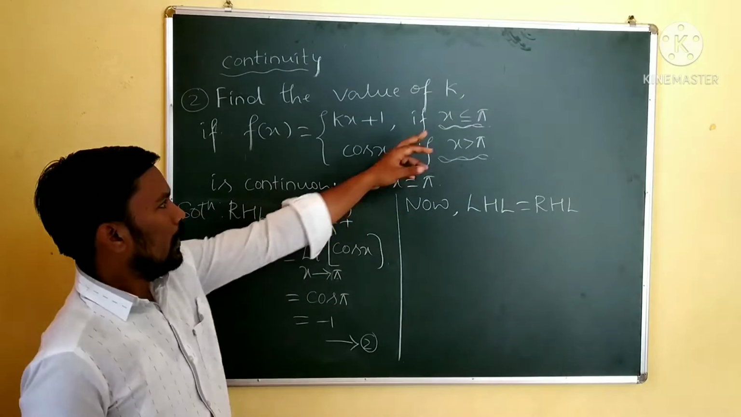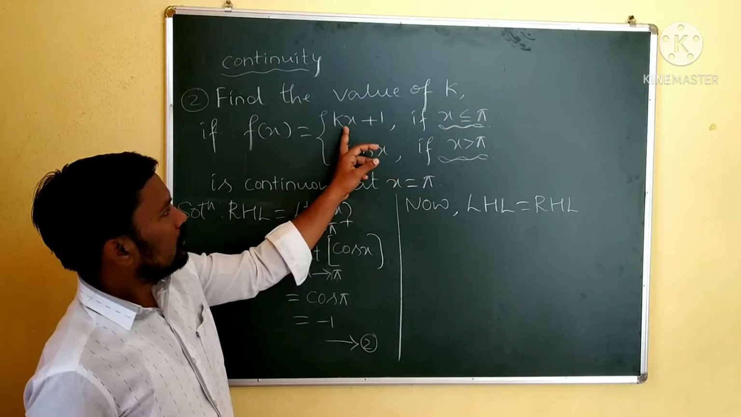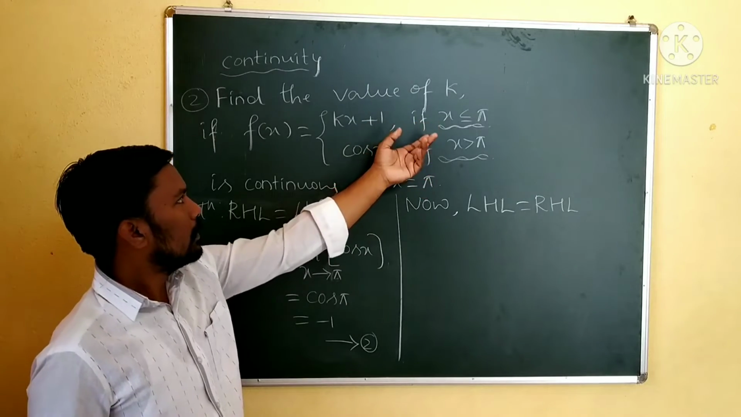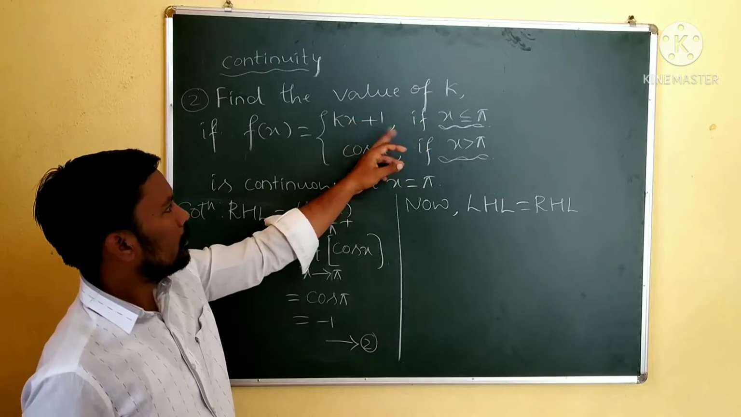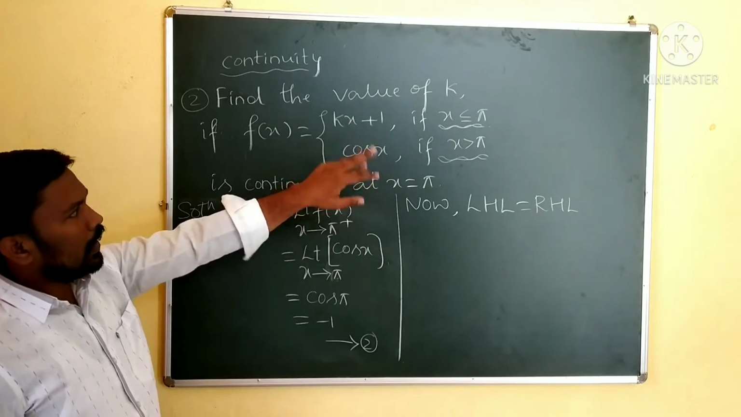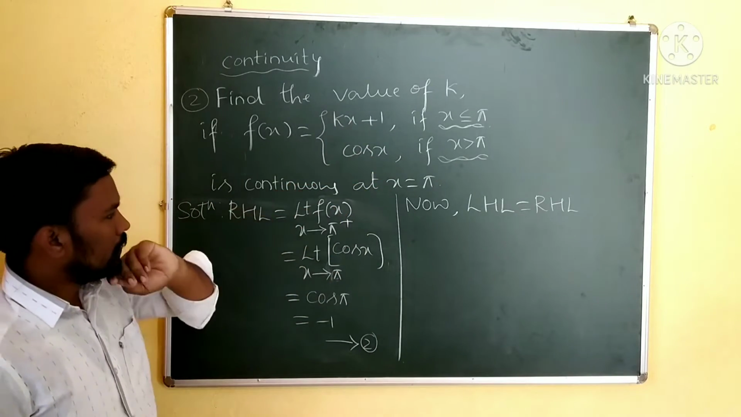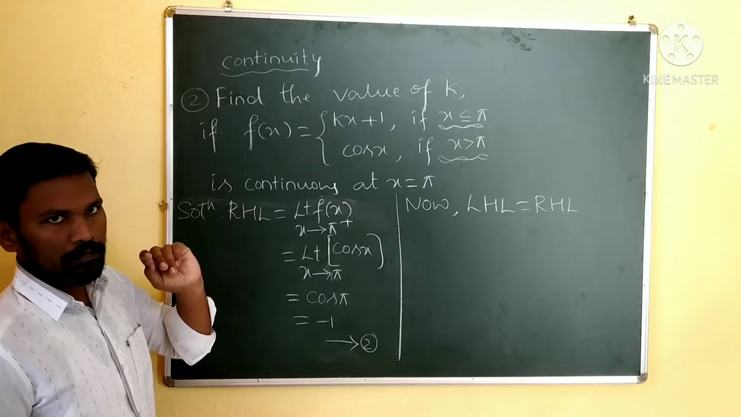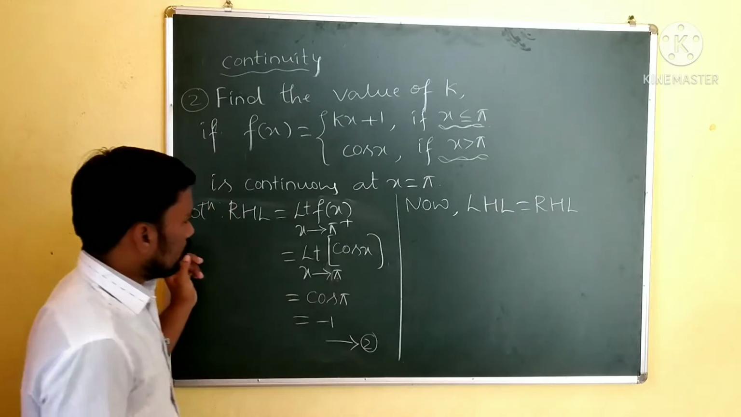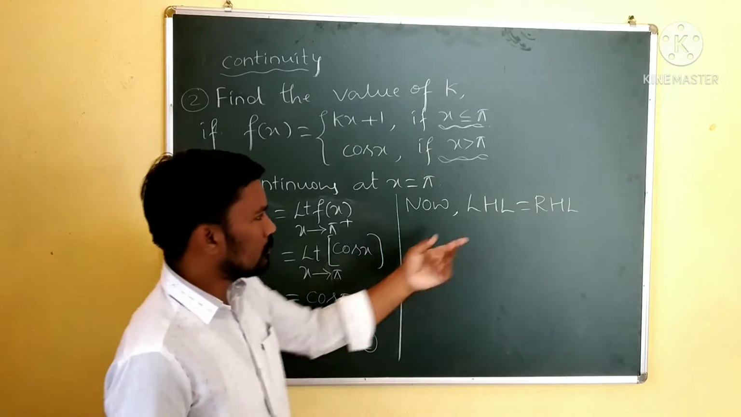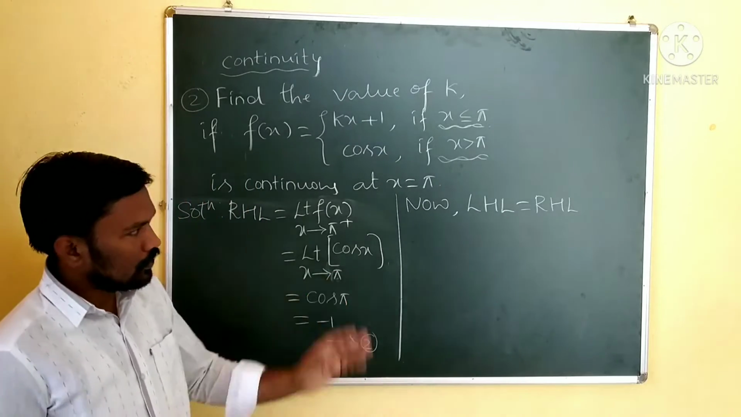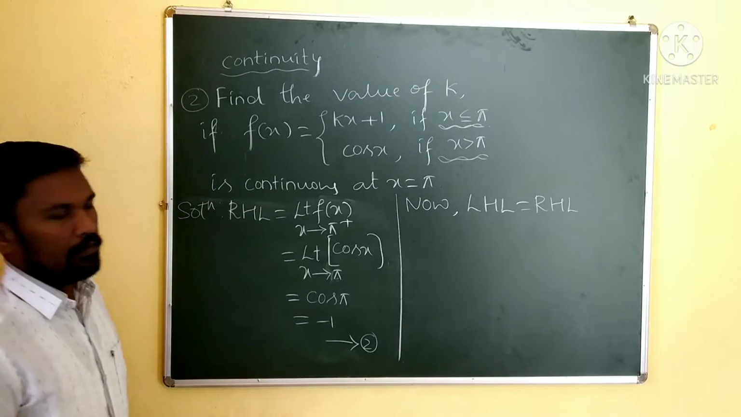Why is it not necessary to calculate the value of the function? Because at x equal to pi, the value of the function is kx plus 1. When you replace x by pi, it becomes k pi plus 1 only. So the left hand limit value and the value of the function are the same, k pi plus 1. That's why it's not necessary to calculate the value of the function. Just calculate the right hand limit value and left hand limit value. By equating these two values, this is the condition for continuity of a function: left hand limit is equal to right hand limit is equal to the value of the function.